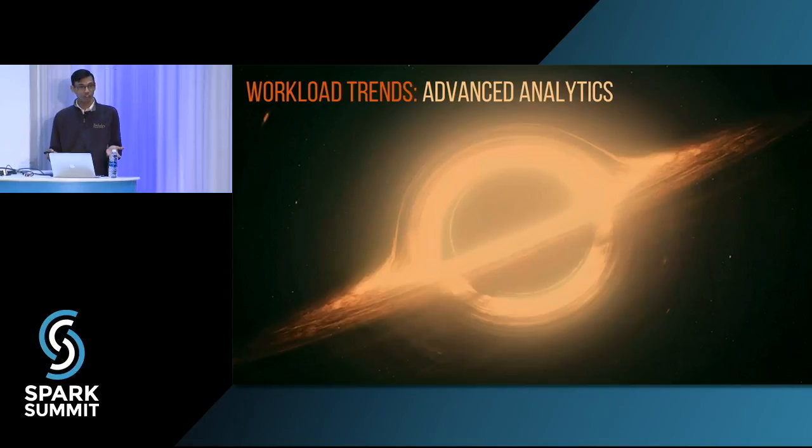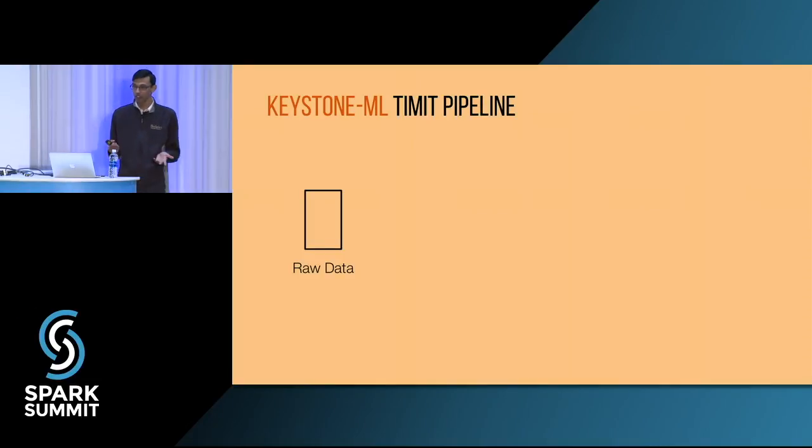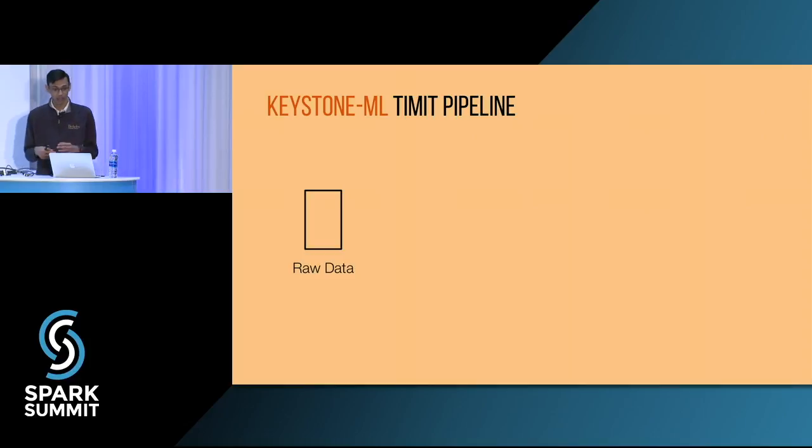So many of you might be wondering, how do these jobs look, and how are they similar or different when you compare them to some of the traditional SQL queries that we run using Spark? To give you an example, I'm going to walk you through one such advanced analytic workload, which is the speech recognition pipeline that we ran on the TIMIT data set. I've called it the TIMIT pipeline, built using one of the projects that I worked on at Berkeley, KeystoneML, which is a framework for doing machine learning.